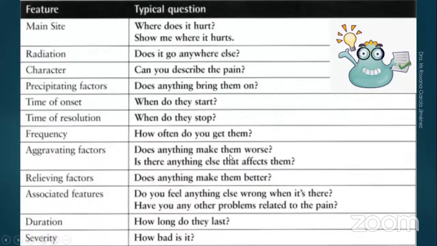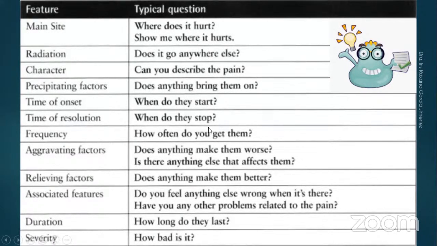So you can see two ways of making the same question, but if you have one question and a different one that goes to the same objective, it's perfect. The relieving factors, does anything make them better? Associated features: do you feel anything else wrong when it's there? Have you any other problems related to the pain?